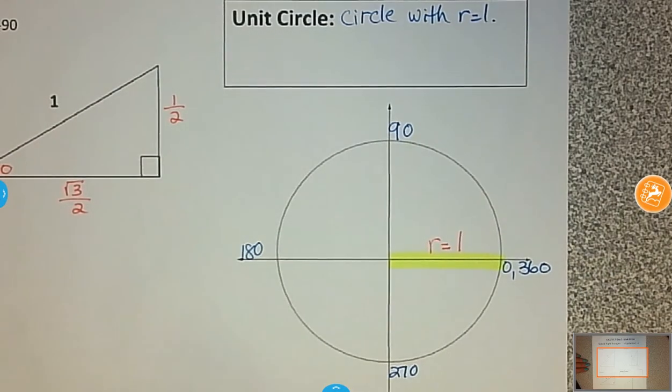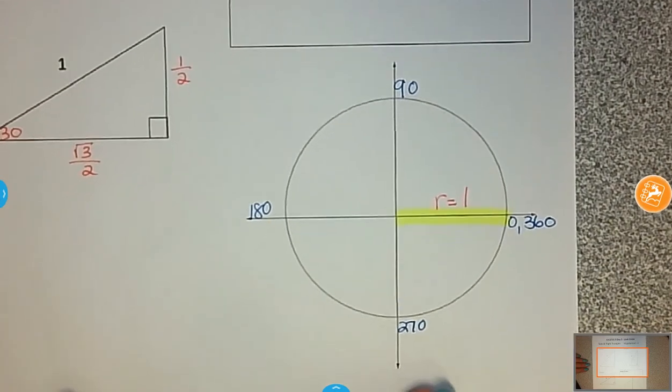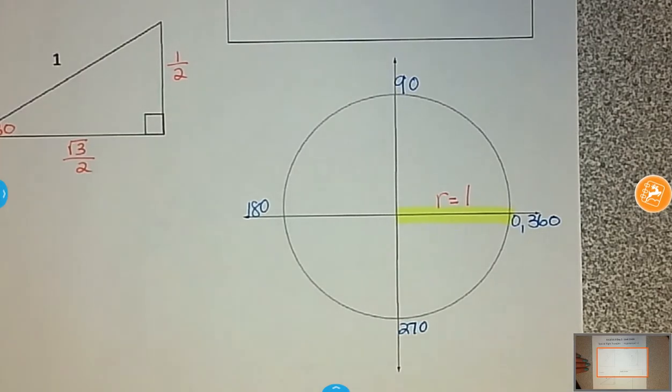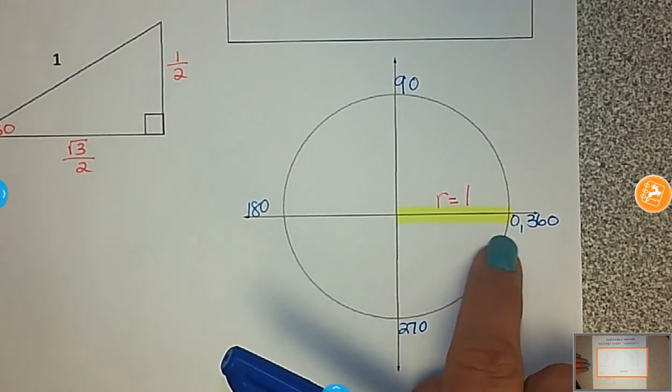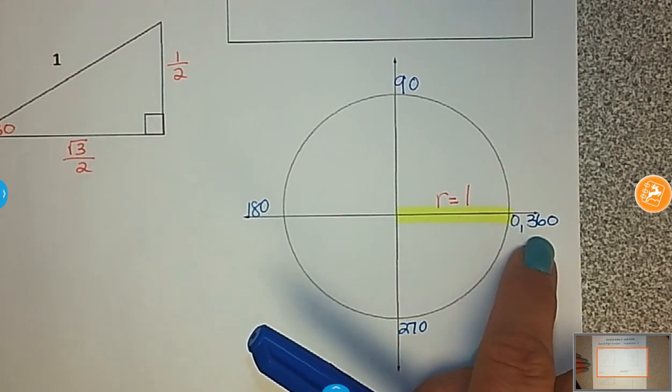And remember, we talked about angles that have the exact same initial and terminal sides, like 0 and 360. They both start and stop at the same place. They are called coterminal angles, and these differ by one rotation, which is 360 degrees.